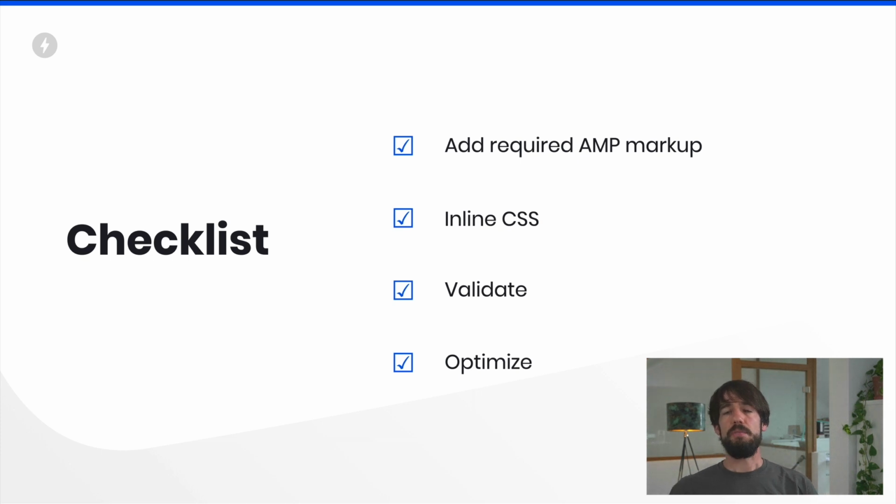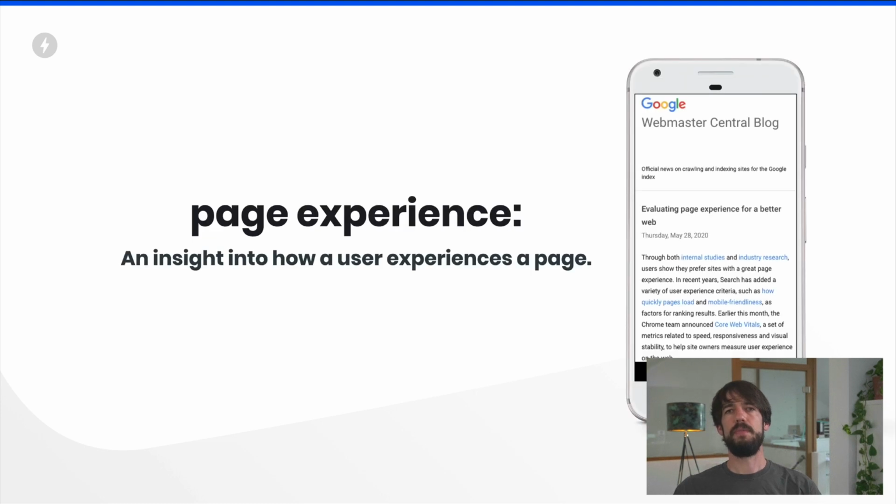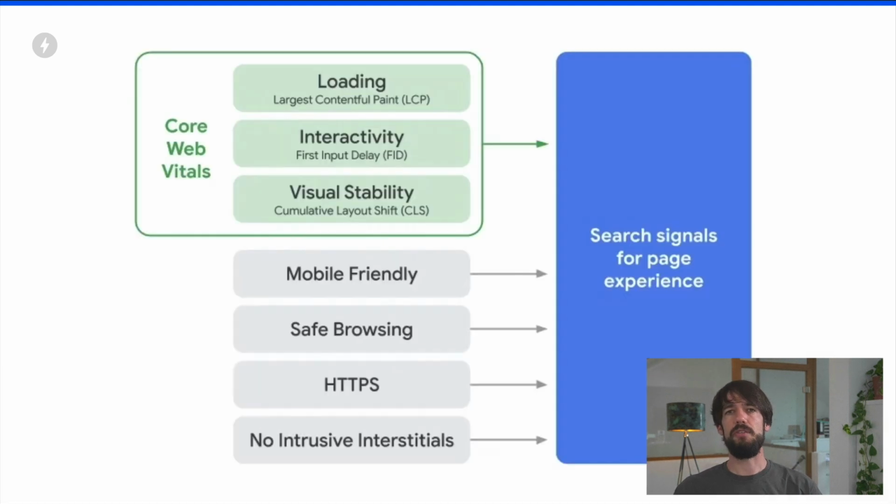The final item on our list is optimize. But before we talk about how to optimize AMP pages, we need to first talk about why this is important. End of May, the Google search team announced that they are going to measure how the page is experienced by users in addition to prior signals such as the page's usefulness. And this suite of measurements is called page experience.